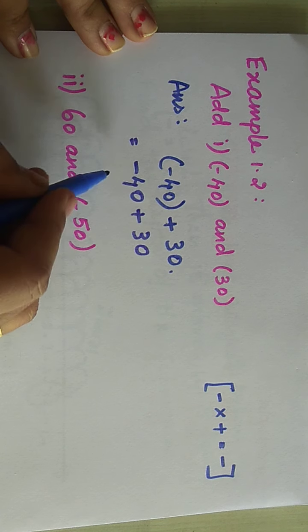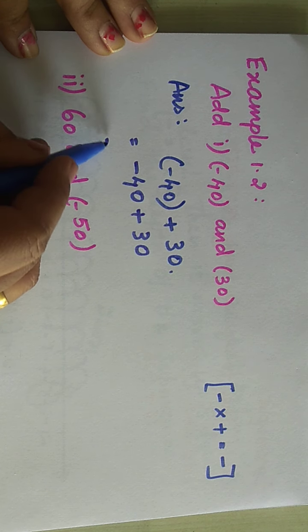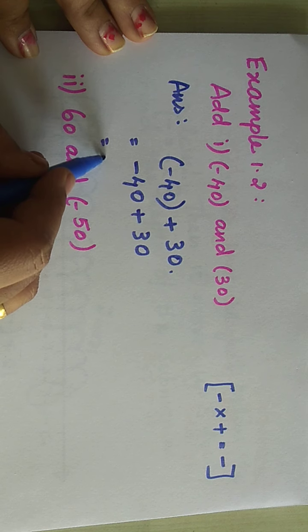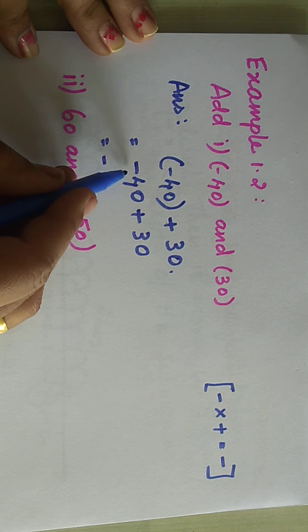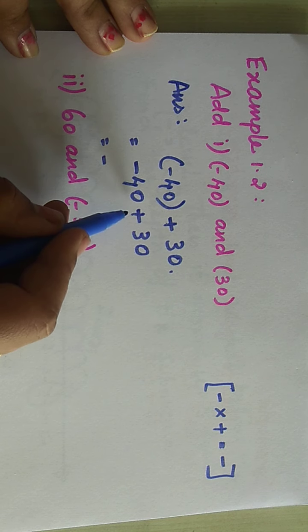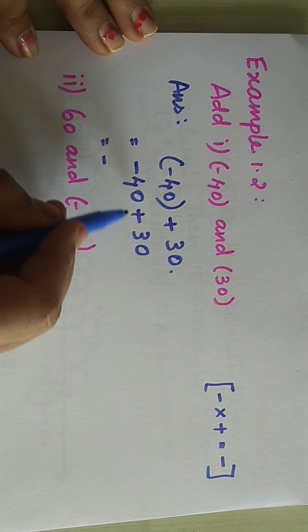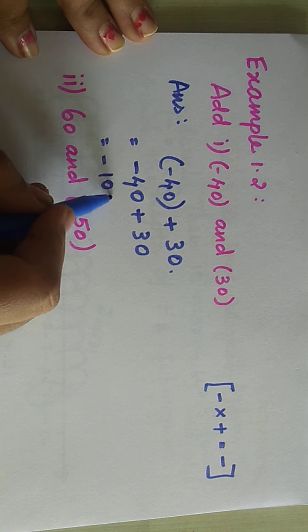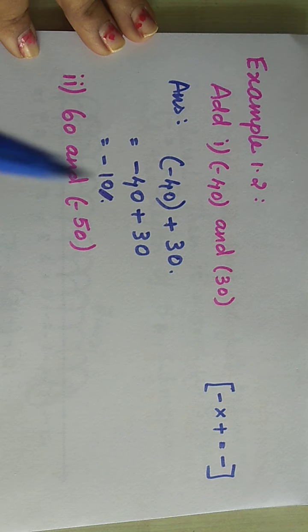Now minus 40 plus 30. The bigger symbol is minus, so we have to write minus in the answer too. Plus into minus is minus, so minus 40 plus 30. So 40 minus 30 is 10. That's all. Clear?